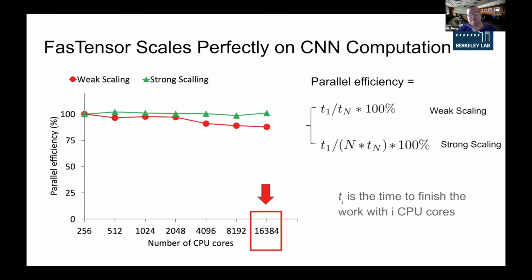As I said, we want large-scale data analysis. Based on our own experience, we have scaled FasTensor up to 16,000 CPU cores. In all these scale tests, we found near-perfect scalability.